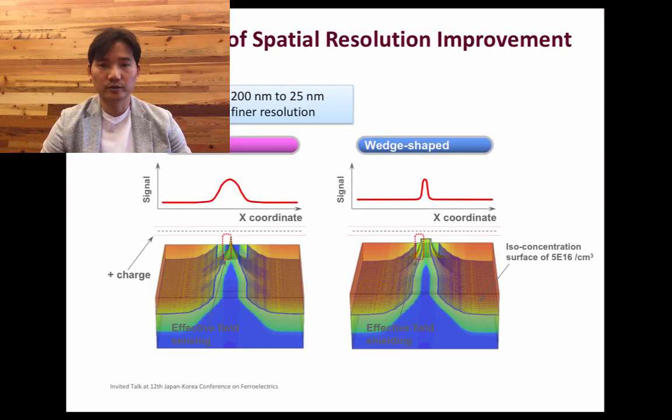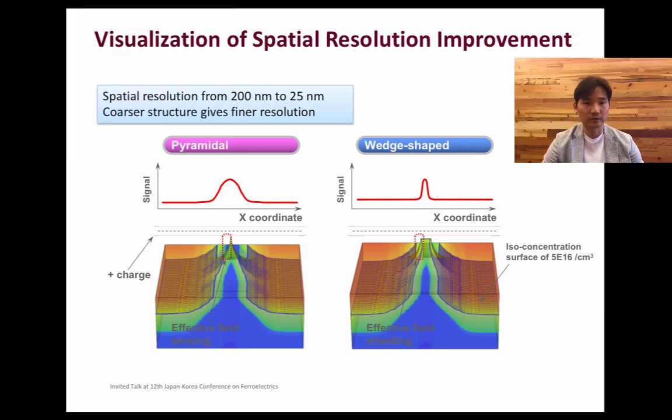So in this slide, you will see how we improved the spatial resolution of our field effect transistor probe by changing the geometry from a very sharp tip to a blunt tip, which is counterintuitive. And you will see that the electric field gradient will be sharper as you increase the dimension of your channel.